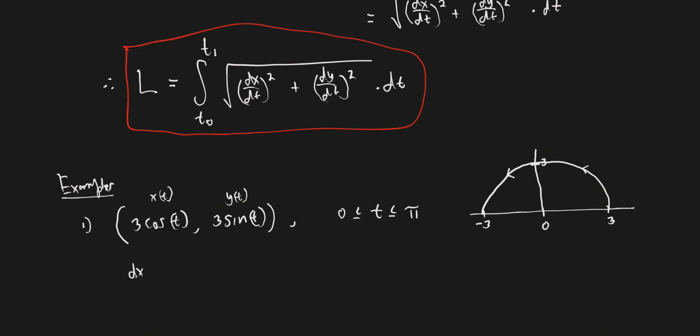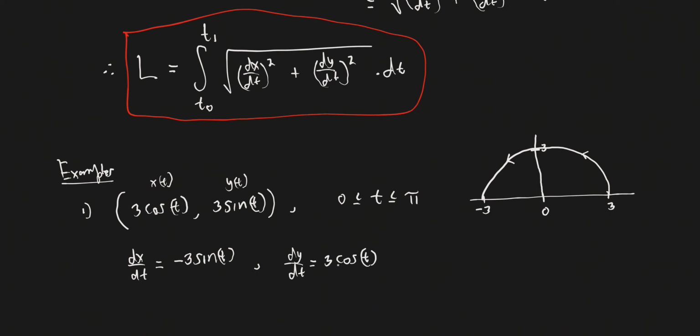So I'm going to write down the derivatives that we need. So dx/dt, when I differentiate 3 cosine t, I'm going to get negative 3 sine of t. When I differentiate 3 sine of t, I'm going to get 3 cosine of t. So that's our dy/dt, 3 cosine of t. Pretty good so far.